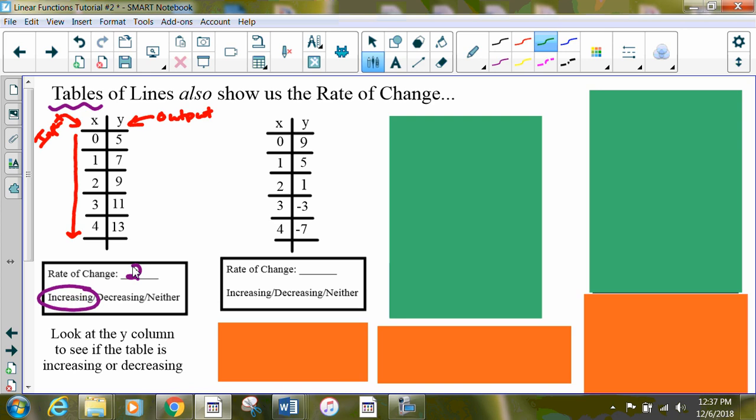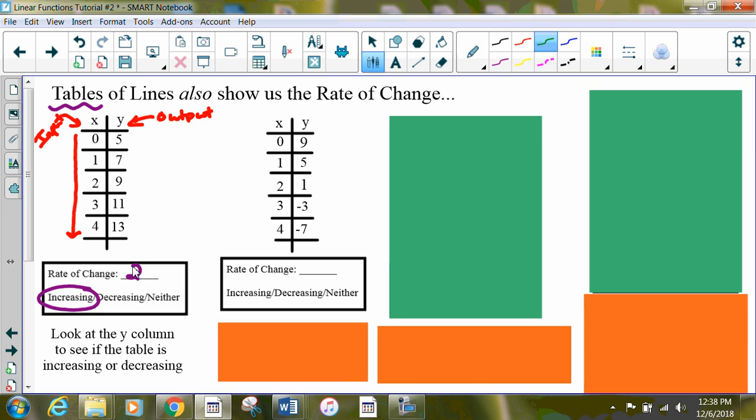But look up here. What do we do? How do we get from 9 to 5? Well, we lost 4, didn't we? So 9 minus 4 is 5. 5 minus 4 is 1. 1 minus 4 is -3. -3 minus 4, if you picked up your calculator, would be -7.